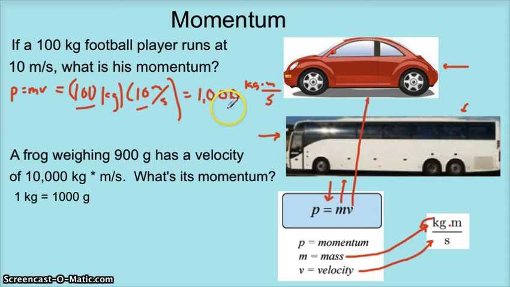See if that football player has more momentum than this frog. No, this frog has an incredible amount of momentum, which is kind of strange. Maybe I just made these figures up. This frog has a lot of momentum here. Now, look what I have in here. It says a frog weighing 900 grams has a velocity of 10,000 kilograms times meters per second. That's not right. That is momentum.